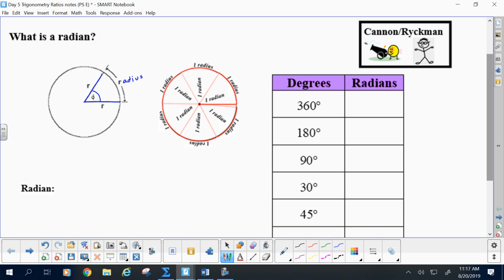It's the central angle of a circle that makes an arc 1 radius long.